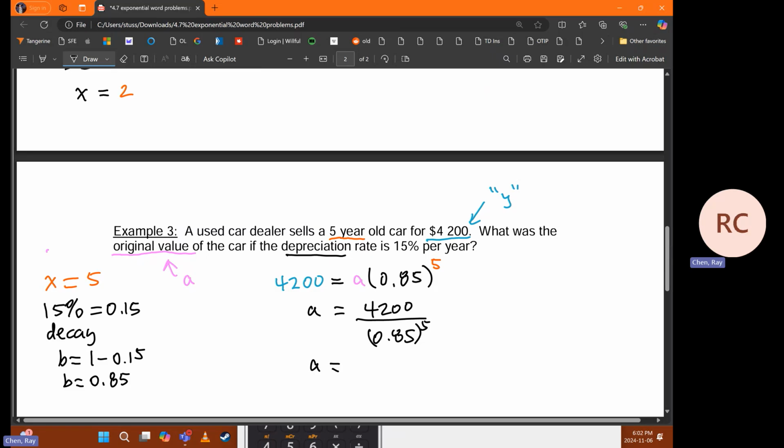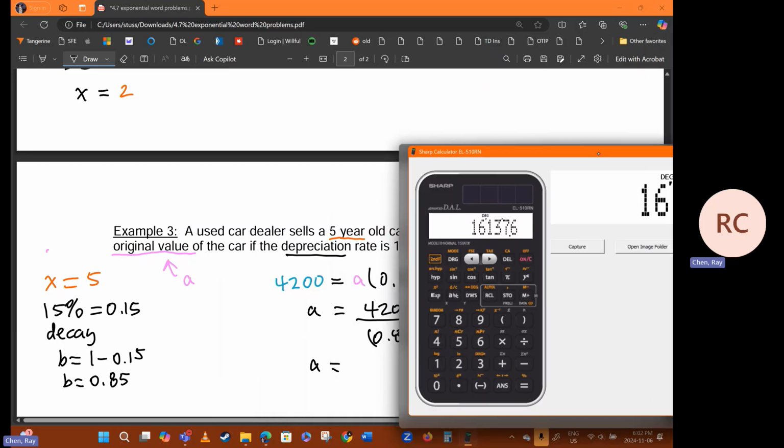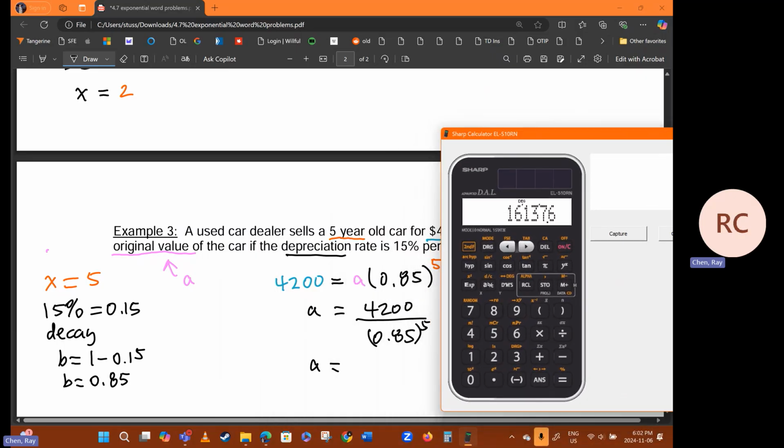So taking our calculator, and hopefully you're seeing this. I really hope this is working this time. We're going to take that 4,200 and divide it by 0.85, that's going to be raised to the 5. One more time. If you're using the school calculator, you might have some difficulty entering this in. So I hope you have one of our calculators or the calculator I recommend. And this is the Sharp EL510RN calculator.